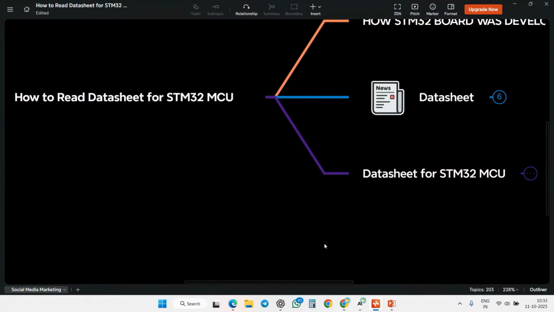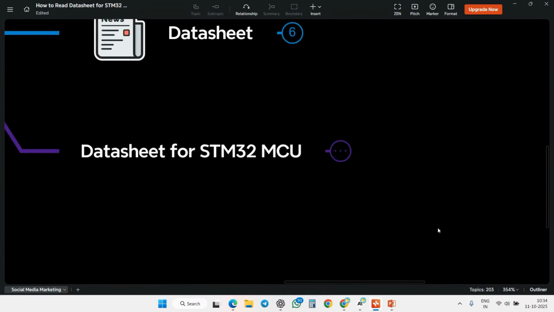Today I'll take one microcontroller called STM32. If you have any other microcontroller, like the 8051 or AVR, anything you can take and refer to this. Today I'm going to tell you how to read the data sheet for the STM32 microcontroller. It will look the same for all microcontrollers. If you understand one microcontroller completely, it is easy to look at other ones also.